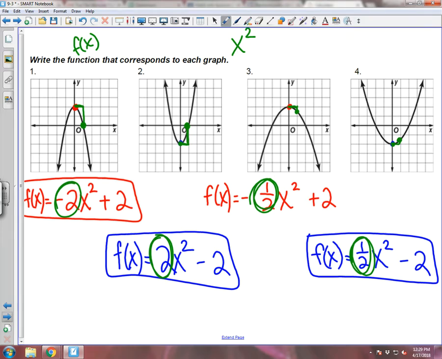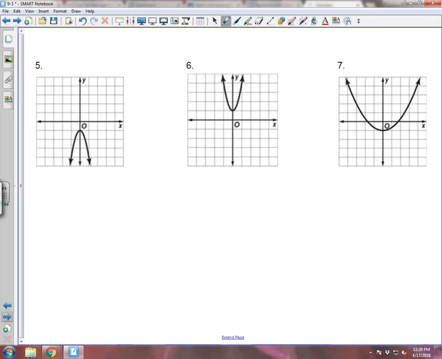All right, moving on to the back here. This vertex has been moved down, which means I need a -1 on the end. If I move away from my vertex 1 unit, the next point is right here. That is 3 units. So there needs to be a 3 in front of my x squared. And that is an upside down parabola, so there needs to be a negative sign in front of it. This vertex has been moved up 1, so there will be a +1 on the end.